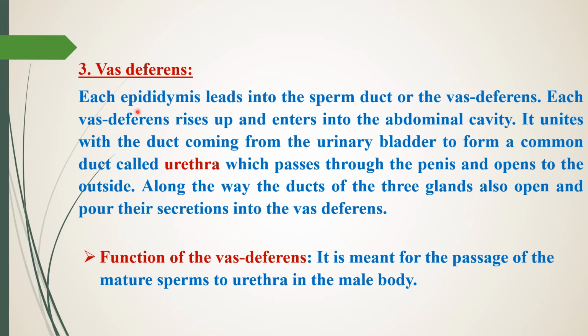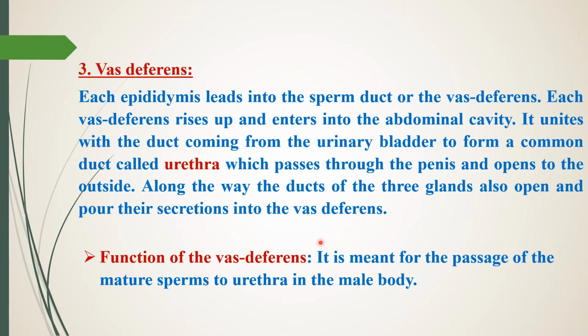Next component of the male reproductive system is the vas deferens. Each epididymis leads into the sperm duct or the vas deferens. Each vas deferens rises up and enters into the abdominal canal. It unites with the ducts coming from the urinary bladder to form the common duct called the urethra, which passes through the penis and opens to the outside. Along the way, ducts of the 3 glands also open and pour their secretion into vas deferens.